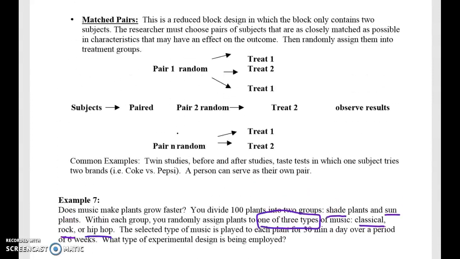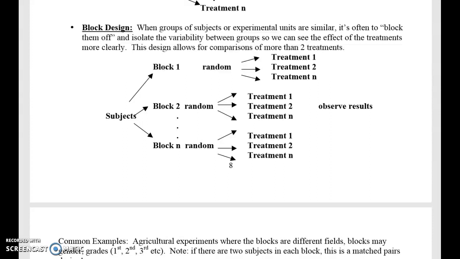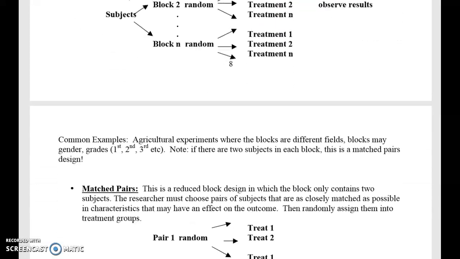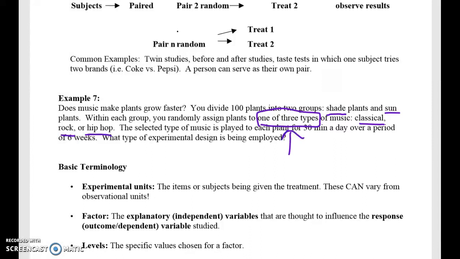So we have to figure out which one of these types it is. Now the key word here is that in a block design, we have more than 2 treatments. And remember down here it said we have 3 treatment types. So this is going to be a block.